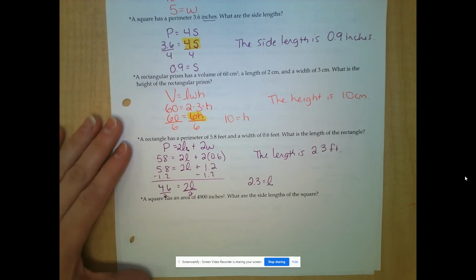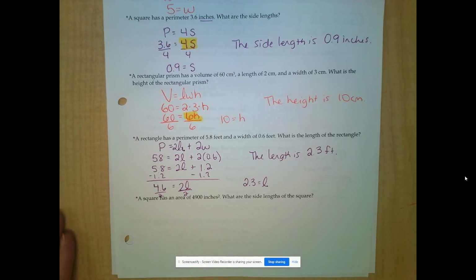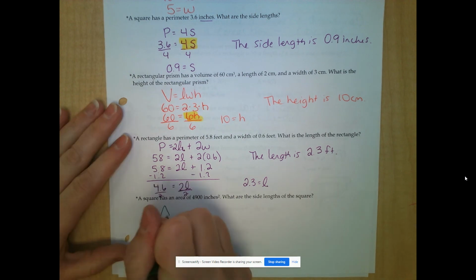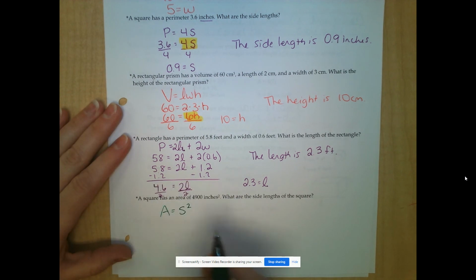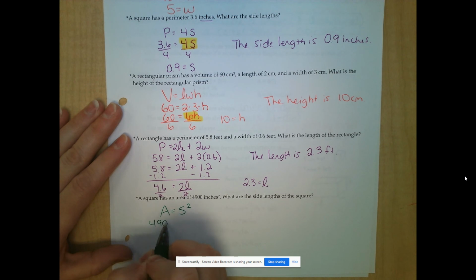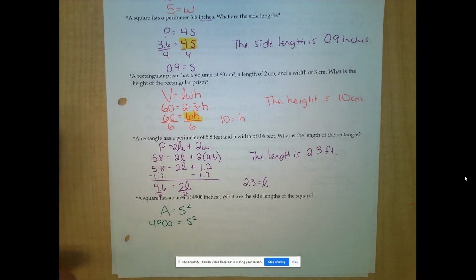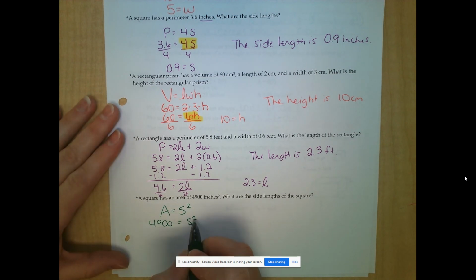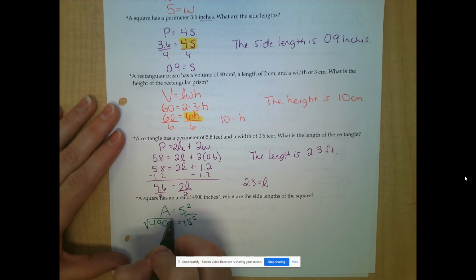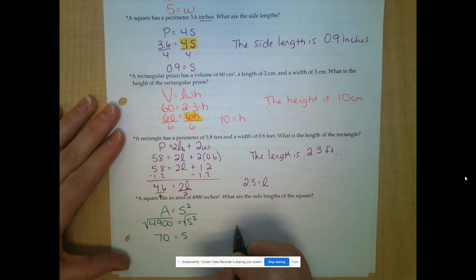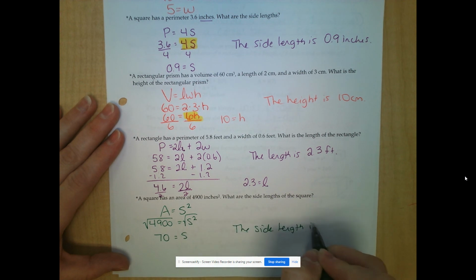One question left, and it is area of a square. So area of a square, the first thing I need to do is write the formula. A equals S squared. Area is 4,900. On both sides, I need to do the same thing. This says S squared. I'm going to square root. Square root of 49 is 7. So square root of 4,900 is 70, only one 0. And I would say the side length is 70.